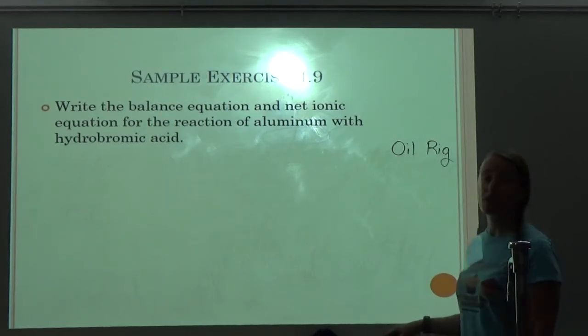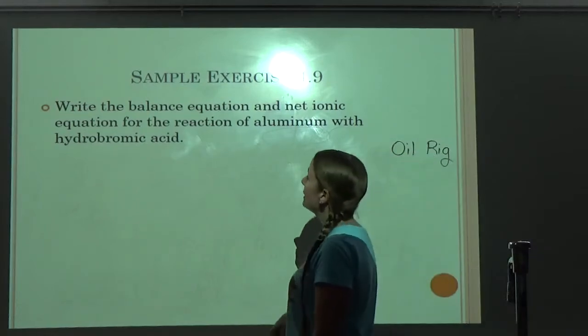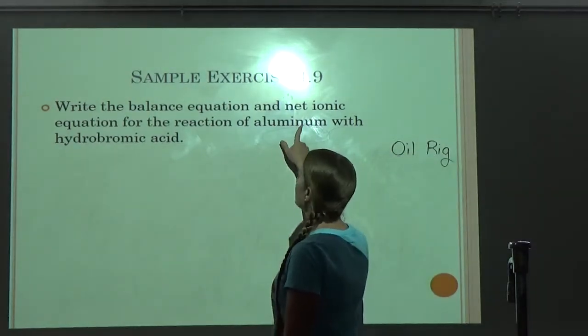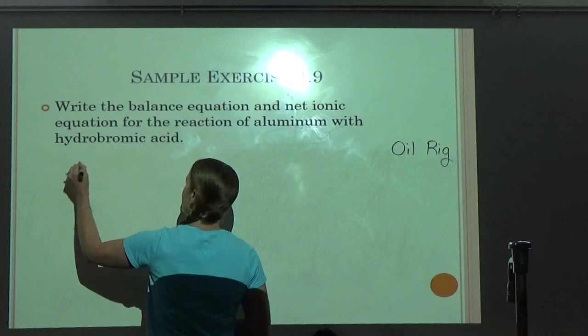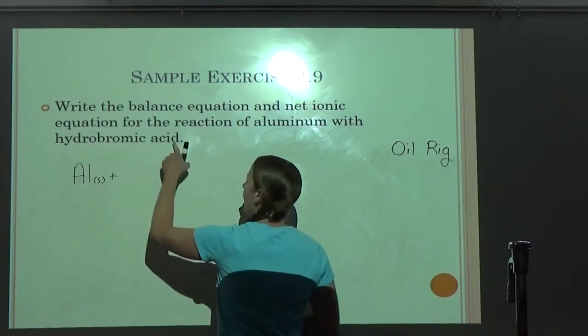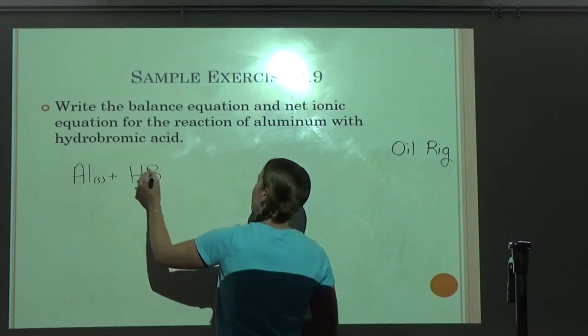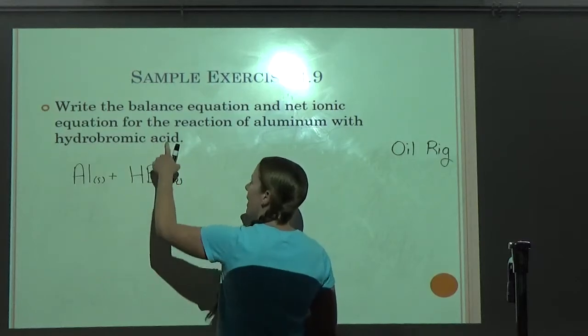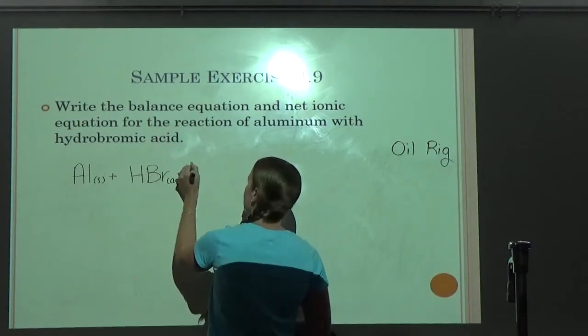Okay, we're not going to do anything with oxidation reduction on mine. All right, so we have the full reaction. Aluminum is just Al, it's a solid, and hydrobromic acid. Hydrobromic acid is HBr. And remember, acids are aqueous unless otherwise stated.